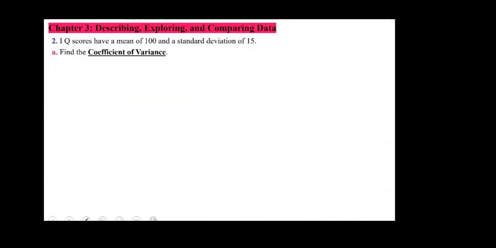IQ scores have a mean of 100 and a standard deviation of 15. We want to find the coefficient of variance. It's important when we deal with statistics, we realize it's all word problems. Therefore, you want to treat it as such and write the given. I hope you realize this is the mean, so this is the value of mu, because this refers to IQ scores for all. This is a population. So mu, and this is sigma. So that's the first thing we want to do. Write the given.